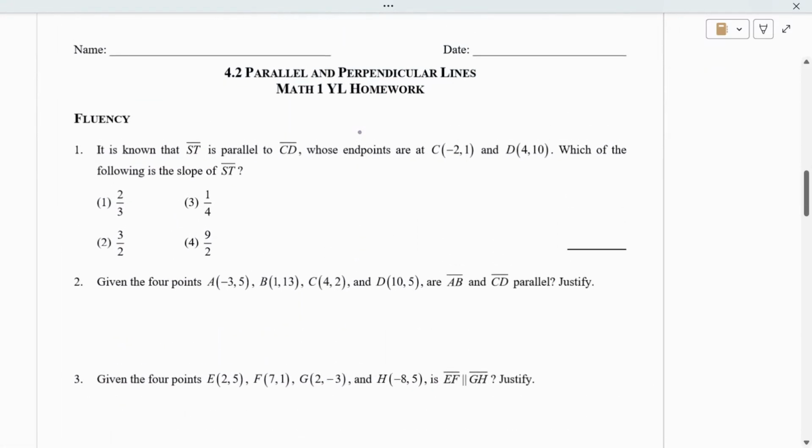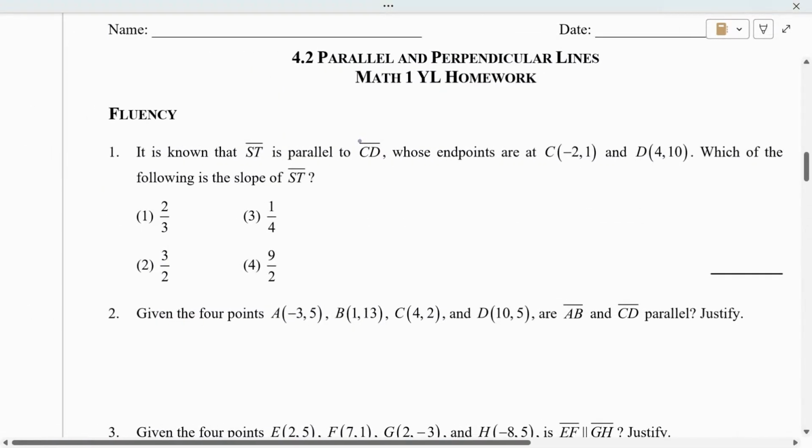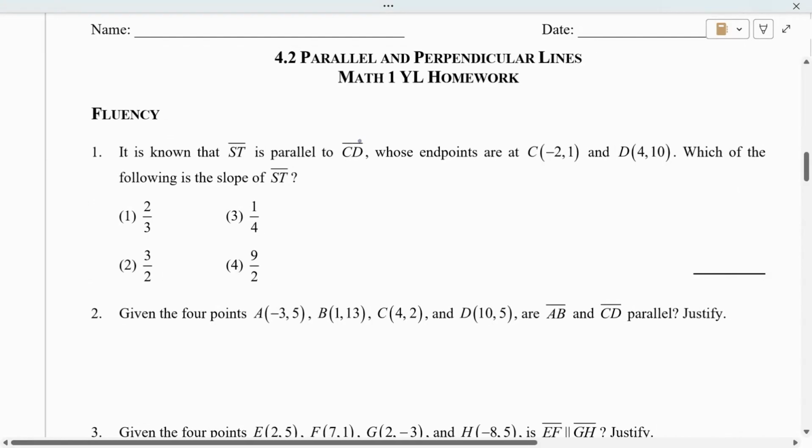So I thought I'd walk you through a couple of the problems for your homework for lesson 4.2, parallel and perpendicular lines. I know that this is not due till Friday, and I will be there tomorrow. So we're going to check this tomorrow in class, but I wanted to make sure that we walked through some of the questions together so you have a good handle on things.